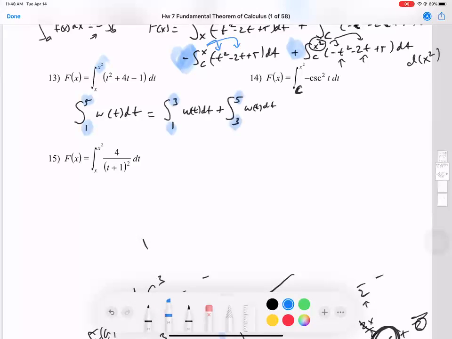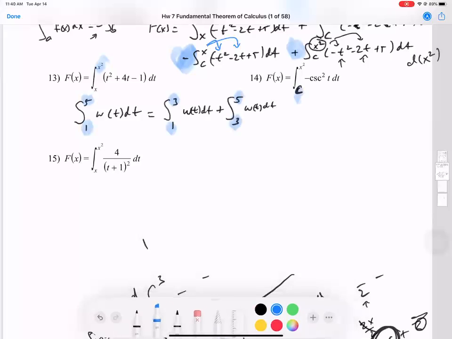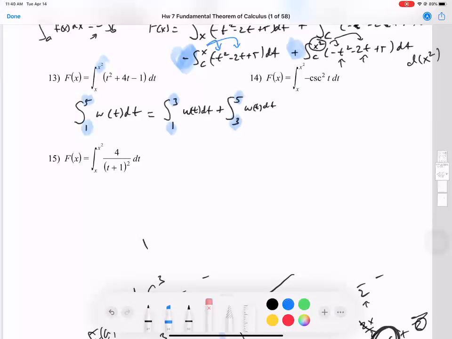So what we're going to say is, hey, we don't know what x is, but I can guarantee you that there's some value c. C is between x and x squared, just some constant. So we're going to break this up into two separate integrals. The integral from x to c of cosecant squared dt, plus the integral from that c value to x squared.